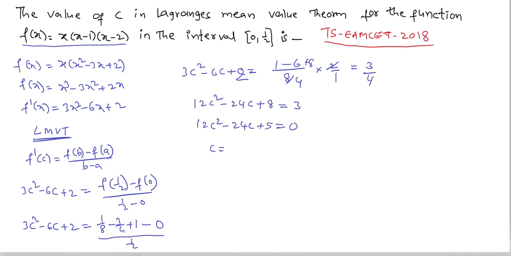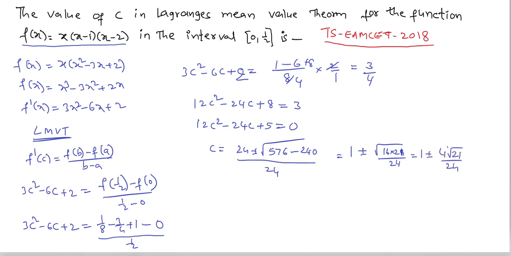Now we apply minus b plus or minus root of b square minus 4ac by 2a, that is minus b, 24, plus or minus root of 24 square, that is 576, minus 4ac, 4 into 12 is 48, 48 into 5, that is 240, by 2a, that is 24. So 24 plus or minus root of 576 minus 240, that is 336 under root, by 24. 336 written as 16 into 21 by 24, that is equal to 1 plus or minus 4 root 21 by 24, 4 times cancel, that is c is equal to 1 plus or minus root 21 by 6.